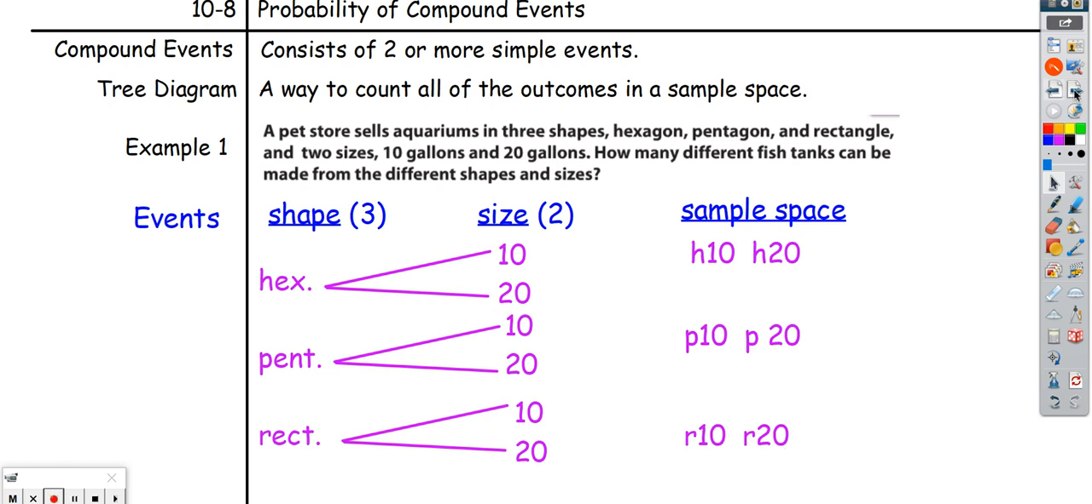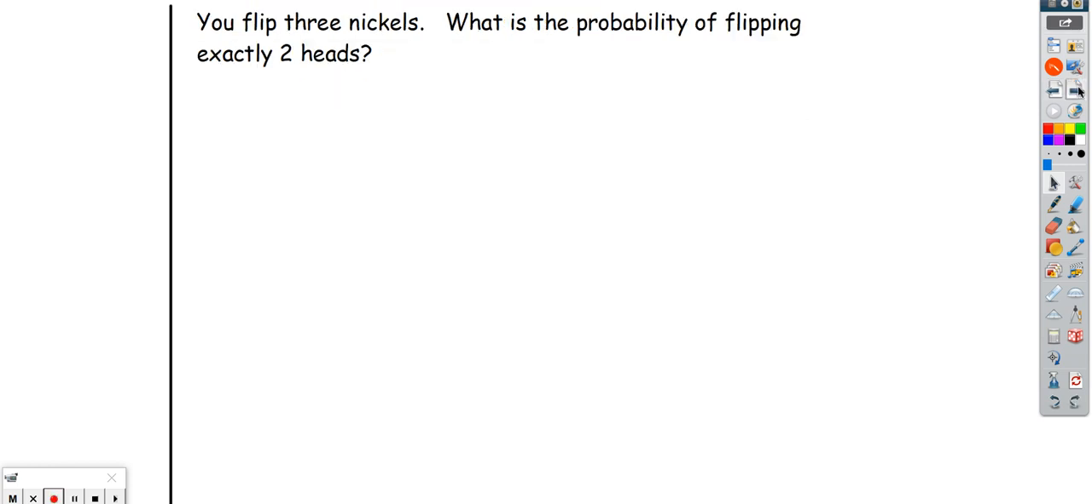Okay, let's try another example. You flip 3 nickels. What is the probability of flipping exactly two heads?